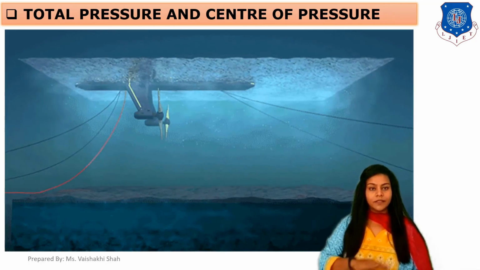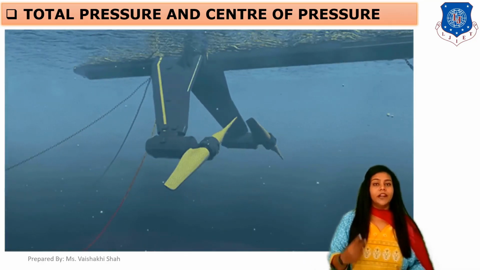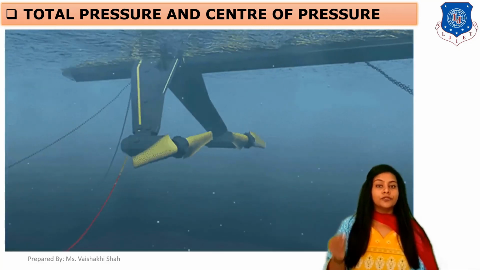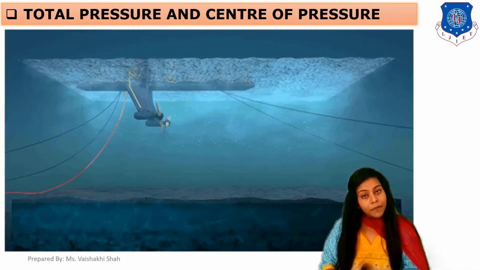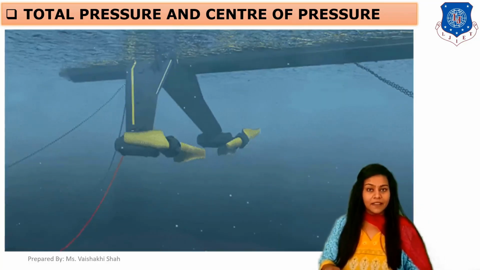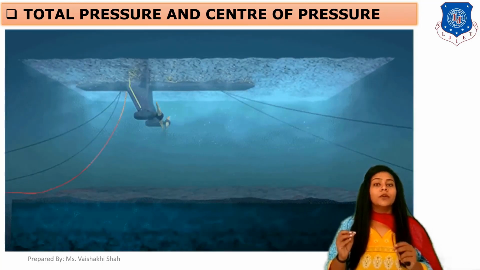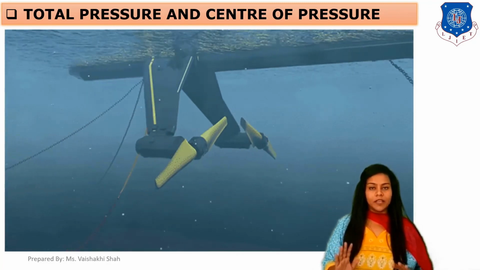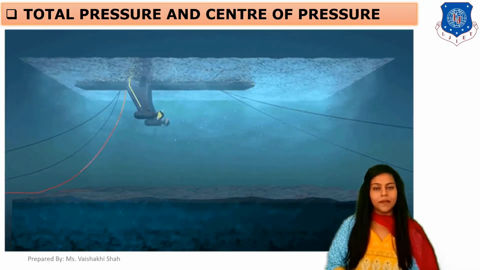Okay, so done for today. In today's lecture, we derived two equations. The first equation is for the total pressure force for an immersed inclined body, and the second is for the location of the center of pressure for an inclined body. In the next lecture we will solve some examples based on this theory.